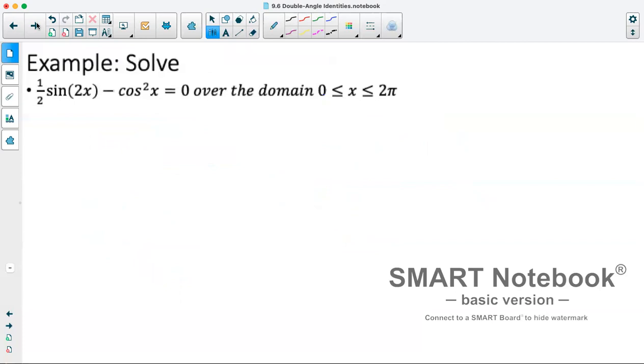Okay, so next we are doing an example for solving. So we've got 1/2 sine of 2x minus cos squared x equals 0 over the domain of 0 to 2 pi. So first thing I'm going to do is expand the sine 2x out with its identity. So that gives us 1/2, and sine of 2 theta is 2 sine theta cos theta. So we've got 2 sine x cos x minus cos squared x equals 0.